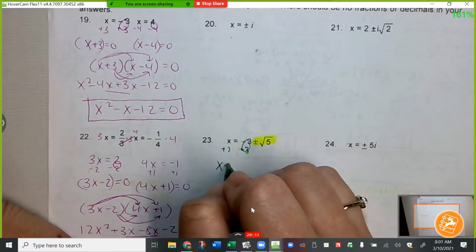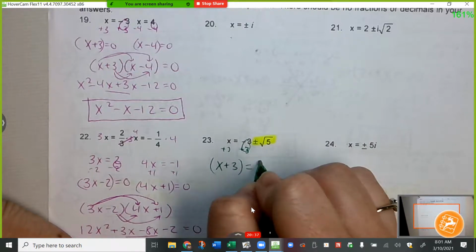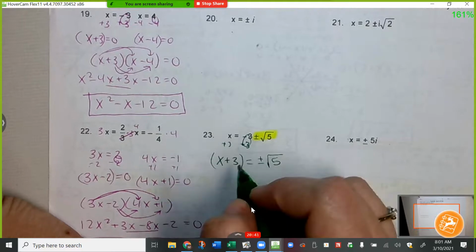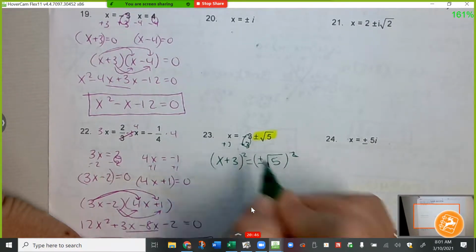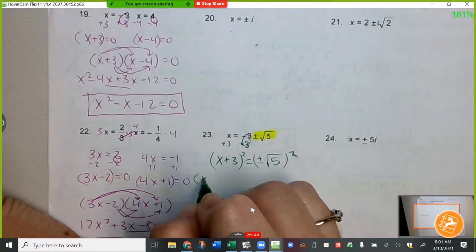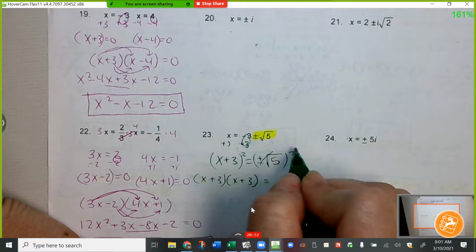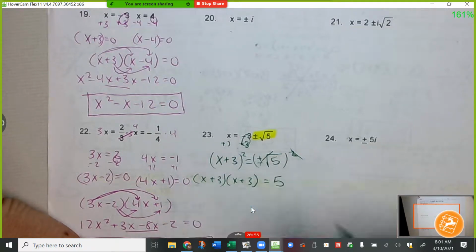I get x plus 3. I'll do one more after this. And I get positive and negative square root of 5, because I thought this had an i, but it doesn't. Okay, and now I'm going to square both sides. So this ends up being x plus 3 times x plus 3 equals, well, square root cancels a squared. A positive squared is a positive, a negative squared is a positive. So both ways, no matter what, it's going to equal 5.